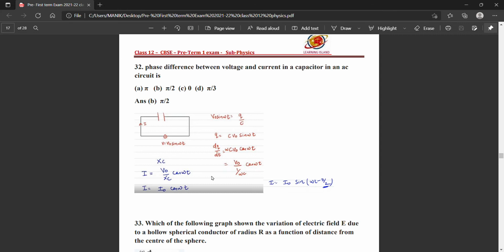The explanation is given here. So you can go through it, you can pause this video and understand this. And if you are not able to understand it, please write to me in the comment. I will get back to you.